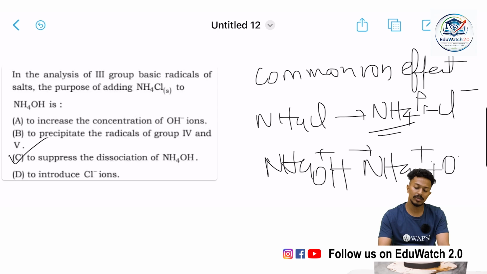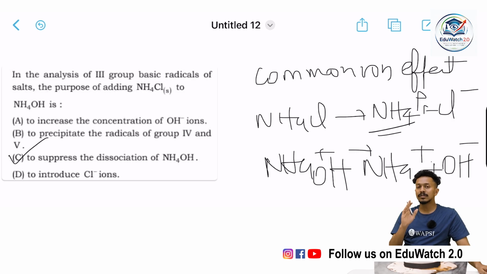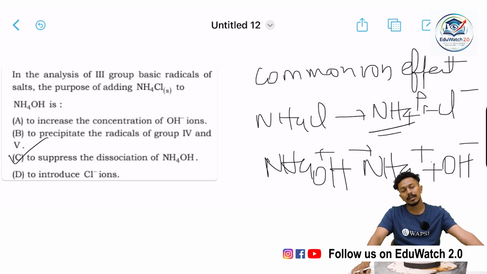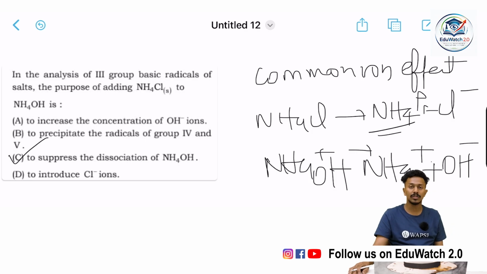NH4 plus and OH minus. Okay, so far this is the right answer, common ion effect. We have earlier studied in the laboratory exams, and the teacher might have explained to you in person, that we are using ammonium chloride just for the purpose of the common ion effect, to eliminate the common ions that are present in the solution. Okay, so this question is completed. Option C, to suppress the dissociation of NH4OH.